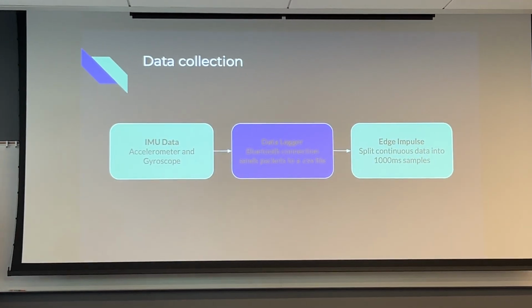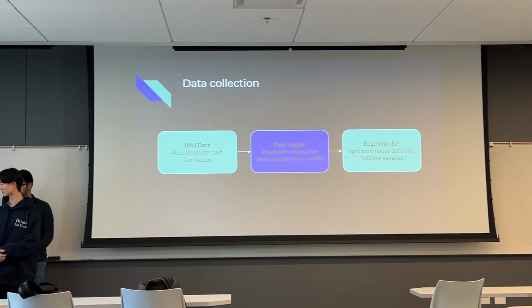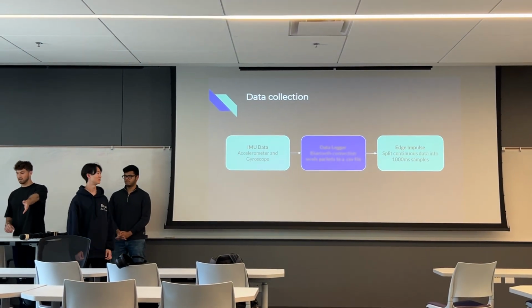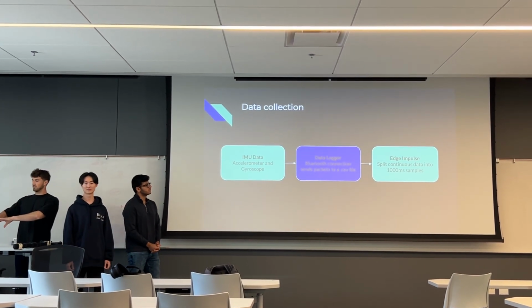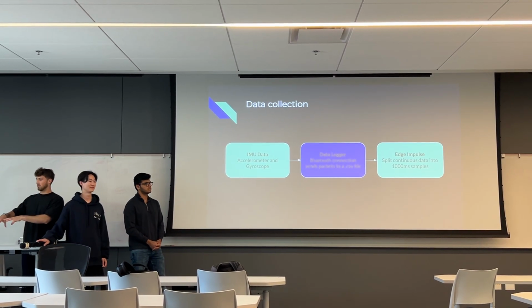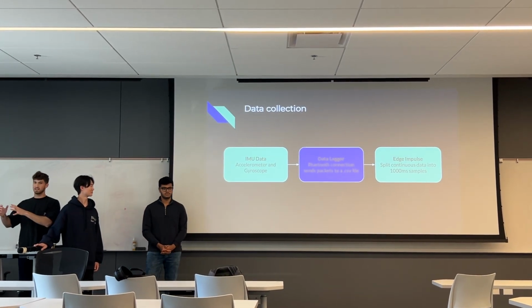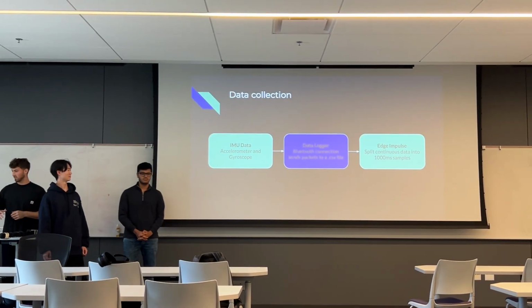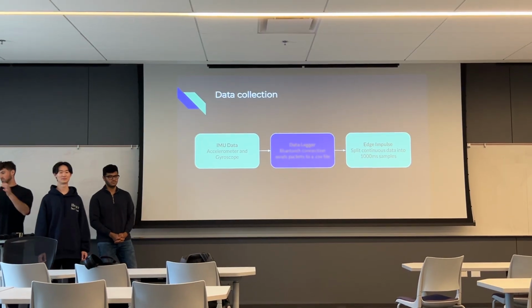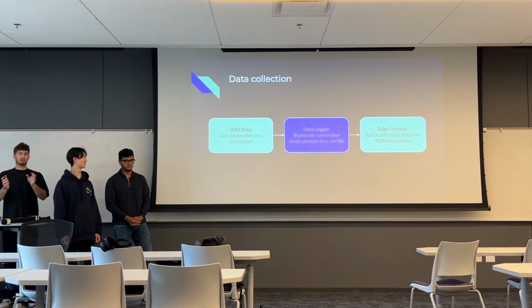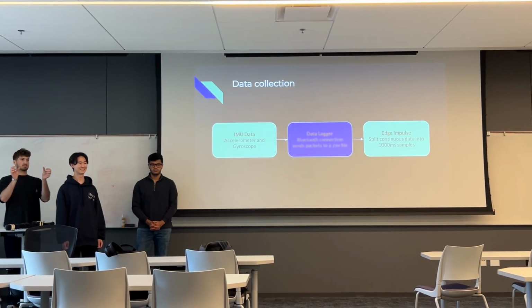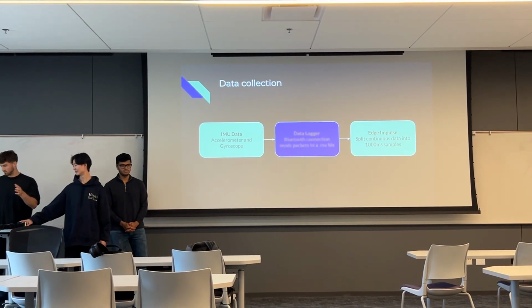So the way we collected data for training is, like we said, we collect IMU data from the Arduino, and then we send that over Bluetooth to a different little HTML website just to grab that data and then download it as a CSV file. And then we use Edge Impulse to split. We did 1 minute of recordings, and then Edge Impulse automatically splits that into 1 second samples for each strike.